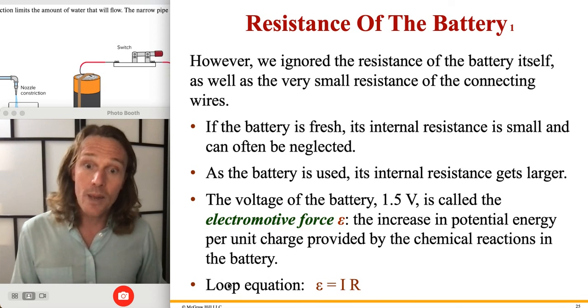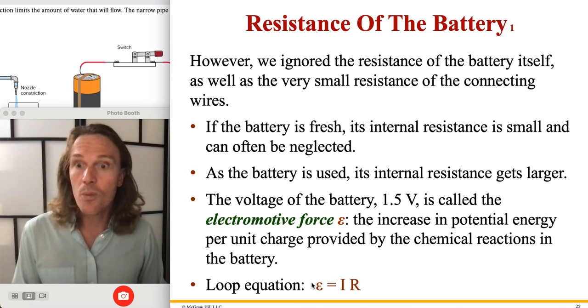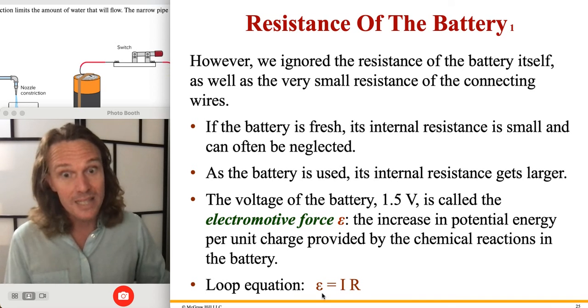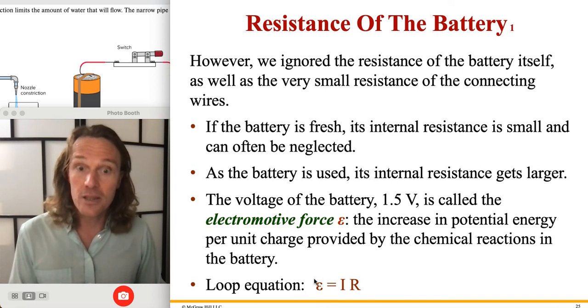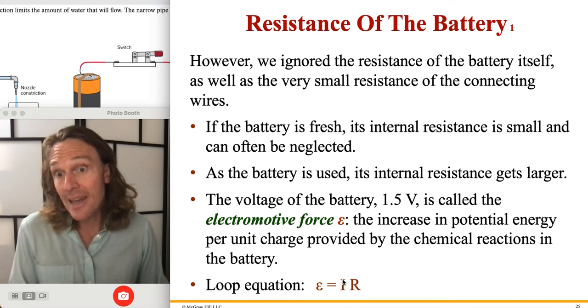Okay, so then when we have the loop equation, if we just want to think about what's going on inside the battery, its internal resistance, we can say that the voltage drop across it would be its internal resistance, R, and then the current that is shared by it and the bulb.